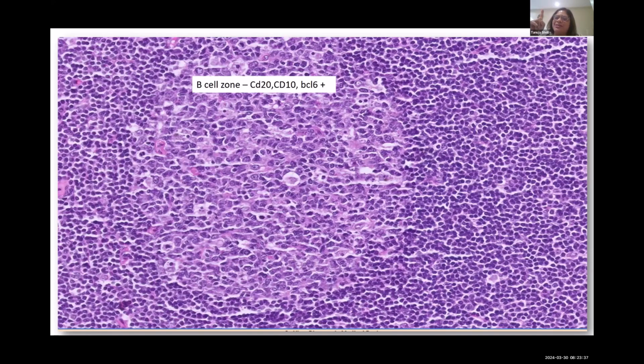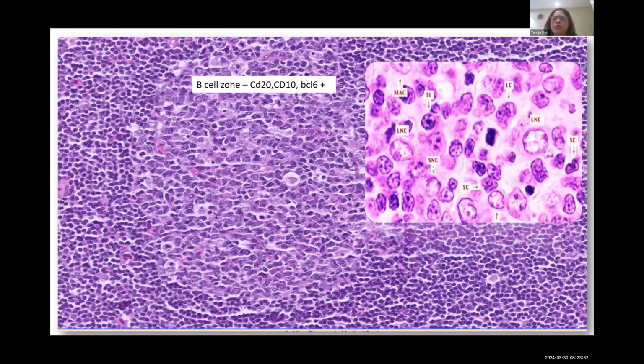So for every one centroblast, you have at least 3 centrocytes, and that's the reason they have to be removed from the germinal center, or the germinal center will become very packed. So that's the reason the macrophages are here to kind of destroy these cells.